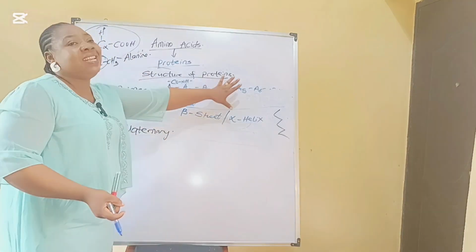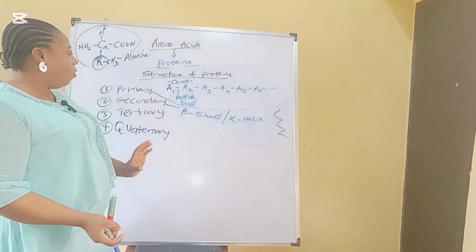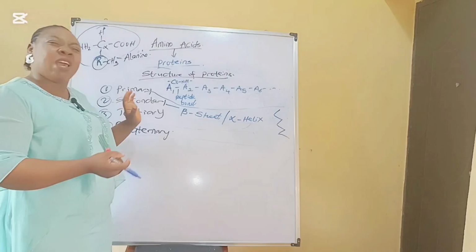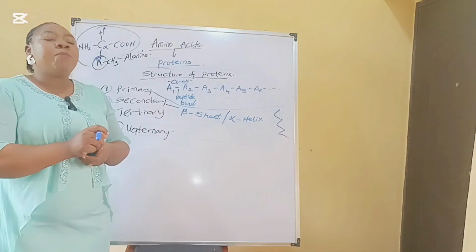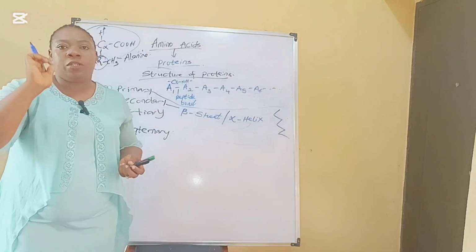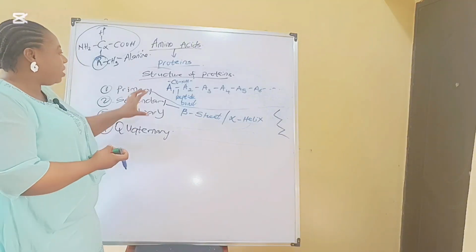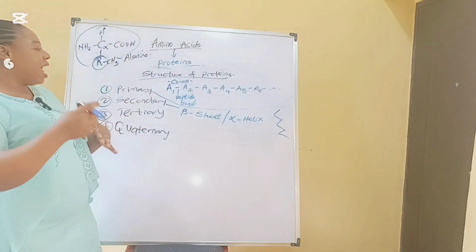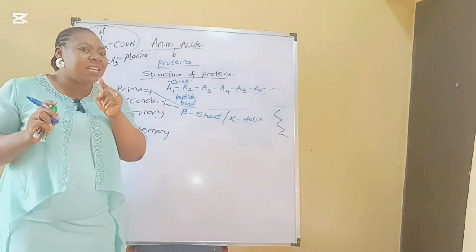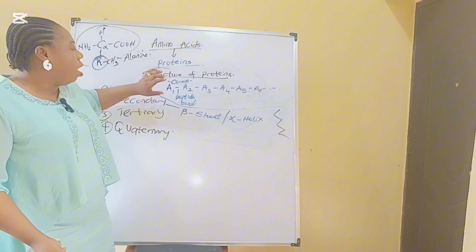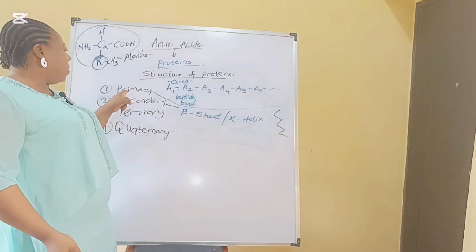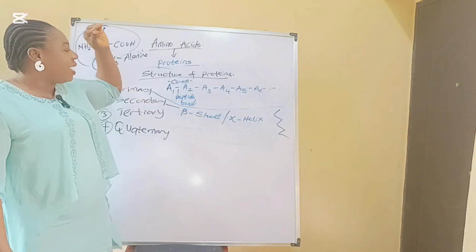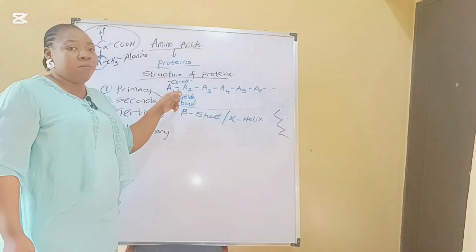The folding of this linear structure, which could be folded in form of a beta sheet or alpha helix, is what we refer to as the secondary structure of a protein. It is stabilized by hydrogen bonds, which stabilize the folding of this linear shape into either the alpha helix or the beta sheet. You can see that if there is any alteration in the primary structure, definitely it will affect the secondary structure, because we are getting our secondary structure from our primary structure.